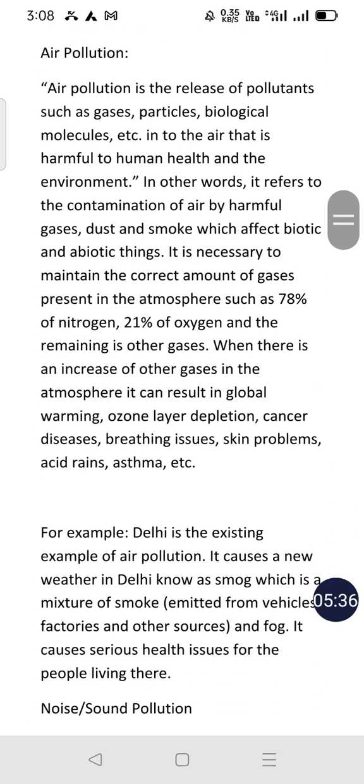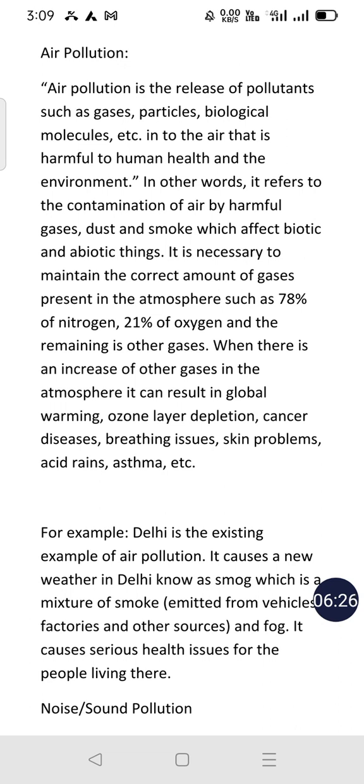First of all, we are going to see air pollution. Air pollution is the release of pollutants such as gases, particles, biological molecules, etc., into the air that is harmful to human health and the environment. In other words, it refers to the contamination of air by harmful gases. Just we can say about the smoke that comes from vehicles, chimneys, industries, and dust smoke which affects biotic and abiotic things.